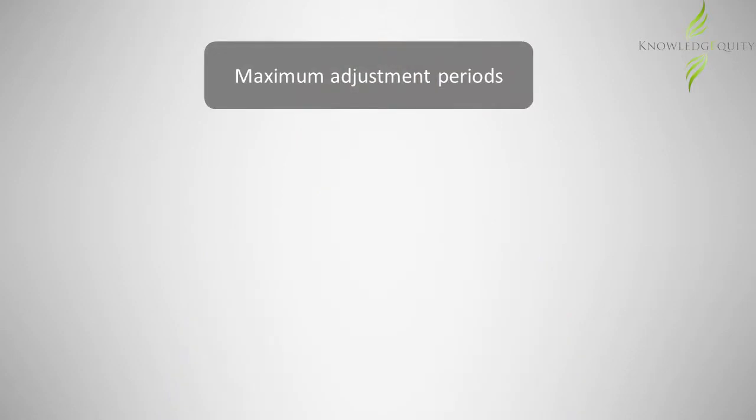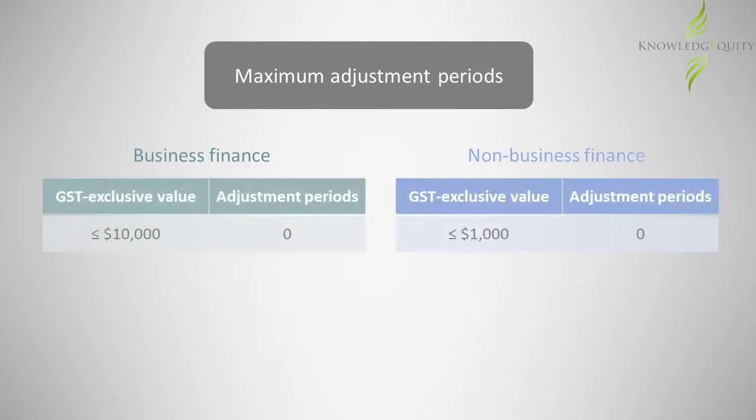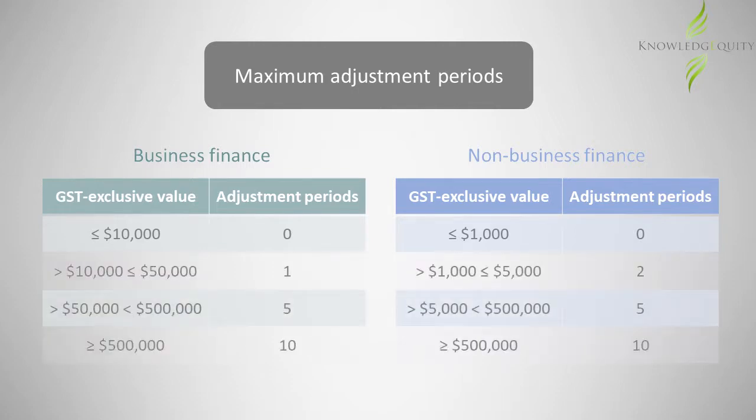The maximum number of adjustment periods varies with the value of the acquisition or importation. It also depends on whether the acquisition or importation related to business finance, that is, whether it was related to making a financial supply that was not of a private or domestic nature. No GST adjustment arises if the GST exclusive value of the acquisition or importation is below the relevant threshold. However, adjustments may be required for acquisitions or importations over the threshold, with the number of adjustment periods depending on the GST exclusive value of the acquisition.